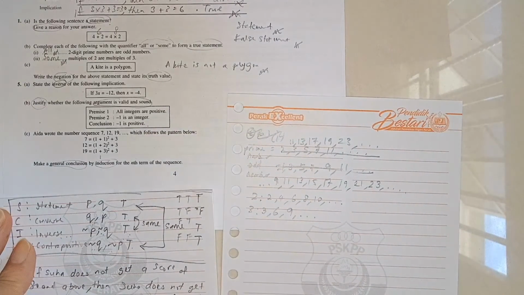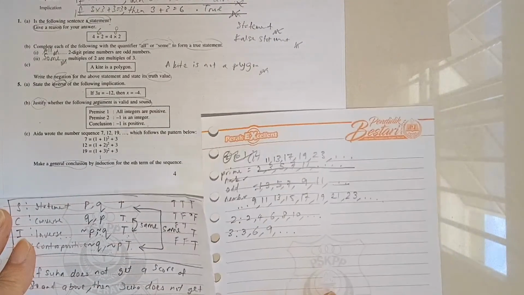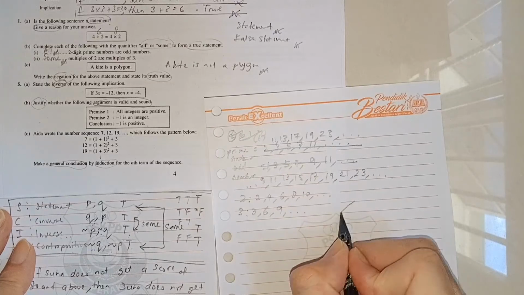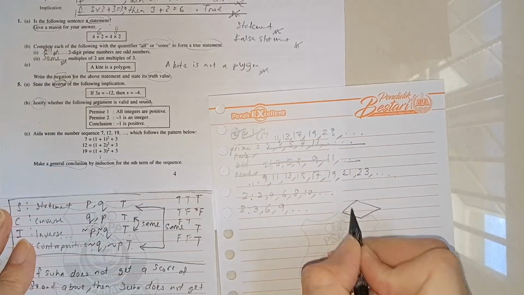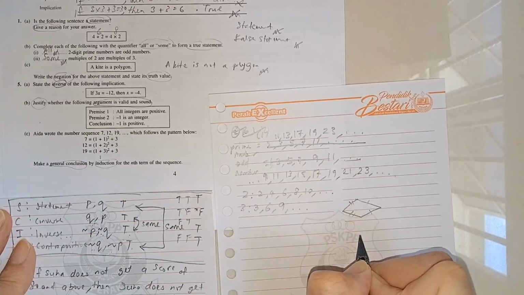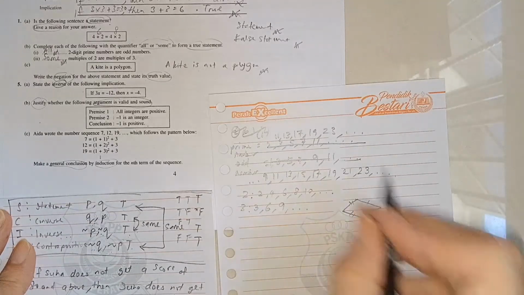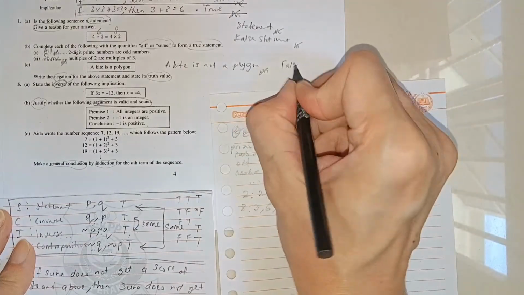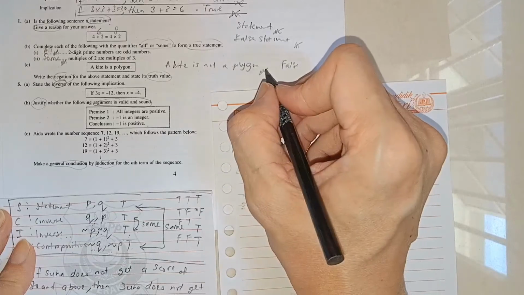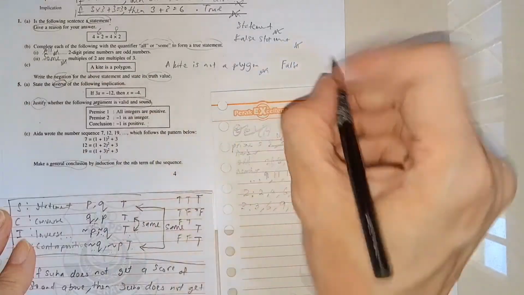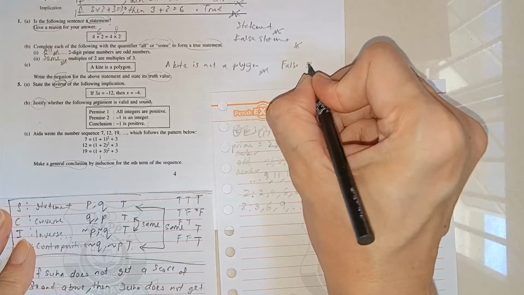Then the truth value: is it true that a kite is not a polygon? This is a kite, and these sides are the same, these are the same. So it's a polygon because the sides are joined together. So it's a false statement. You will say not a polygon because of the negation of the statement. So it is a false statement.